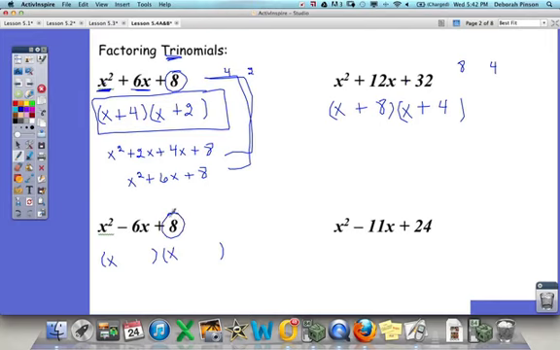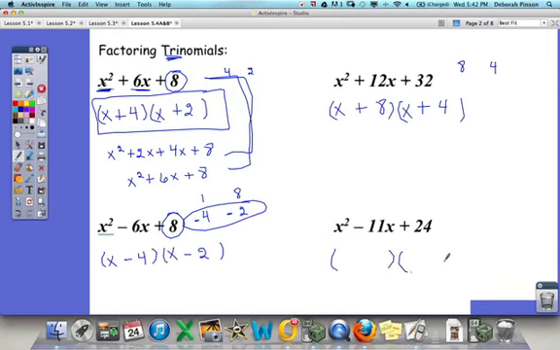Okay, so I need it to multiply to 8, so my choices are 1 and 8 or 4 and 2, and add up to a negative 6. Now here 4 plus 2 is 6. If I make them both negative, they'll add up to a negative 6, and that works because negative 4 times negative 2 is a positive 8. So be careful on those signs there.